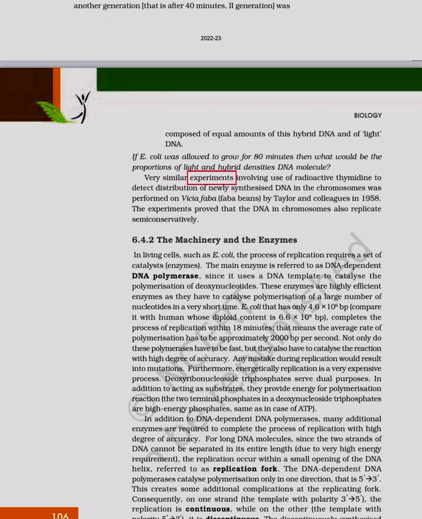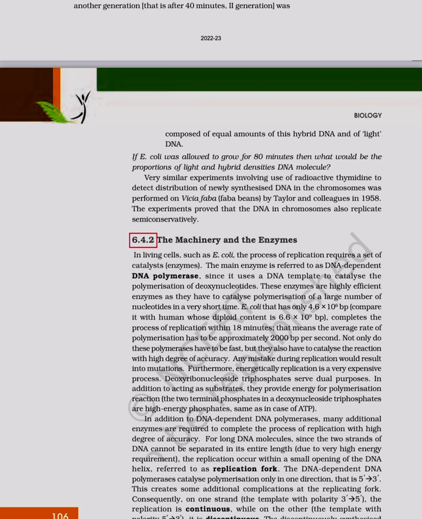Very similar experiments involving use of radioactive thymidine to detect distribution of newly synthesized DNA in the chromosomes was performed on Vicia faba, faba beans, by Taylor and colleagues in 1958. The experiments proved that the DNA in chromosomes also replicates semi-conservatively.